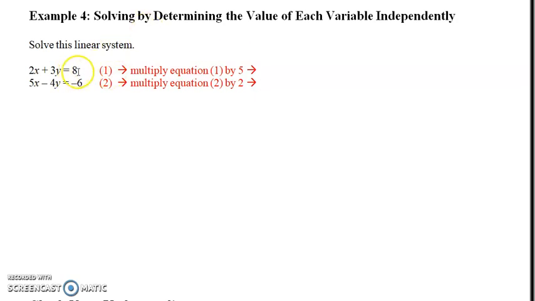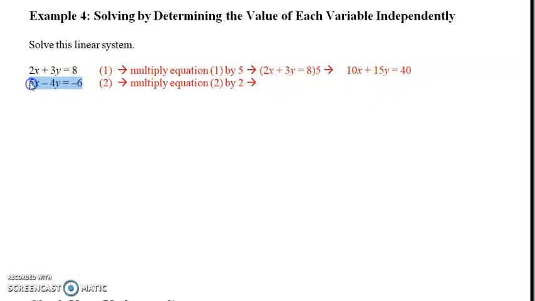So I'll take my equation, and what we're going to do is multiply this whole thing by 5, so I put brackets around it, and we're going to multiply this by 5, right? So that means that every term needs to be multiplied by 5, which will give us, let's do this equation again, 10x, 15y equal to 40. Okay?